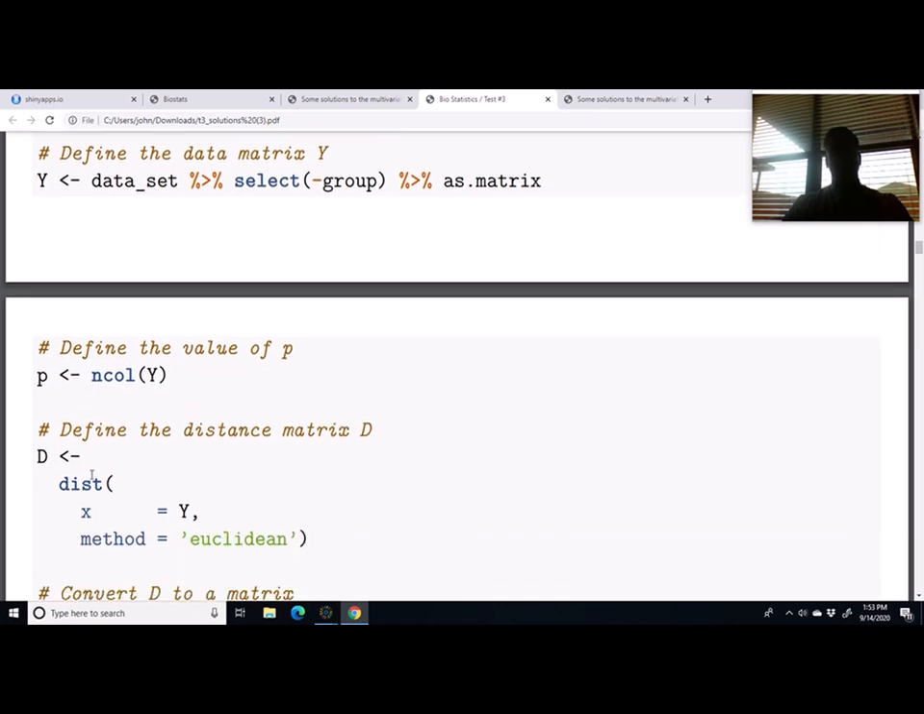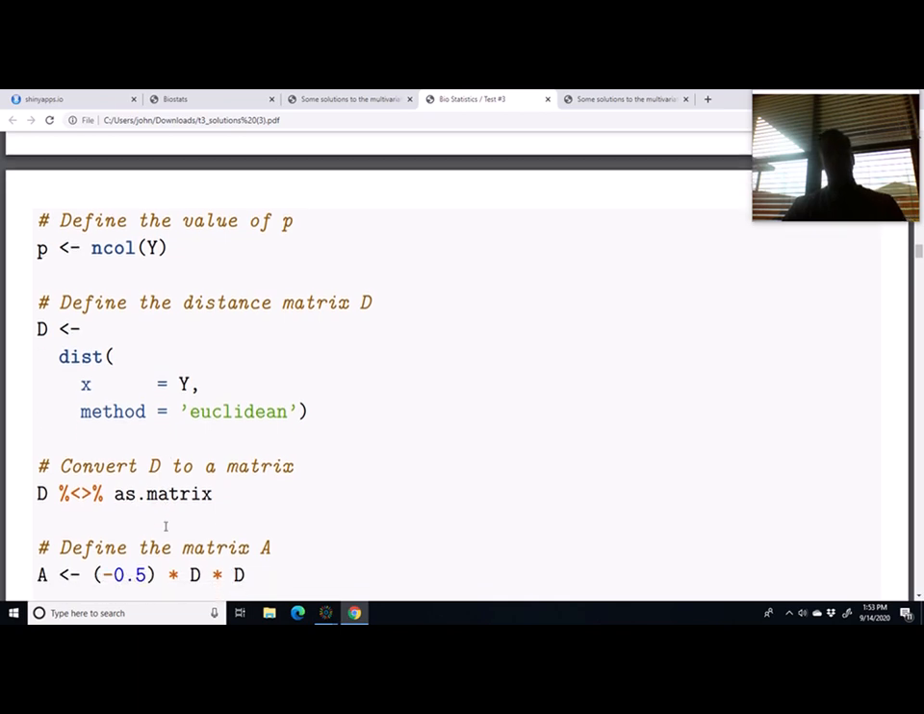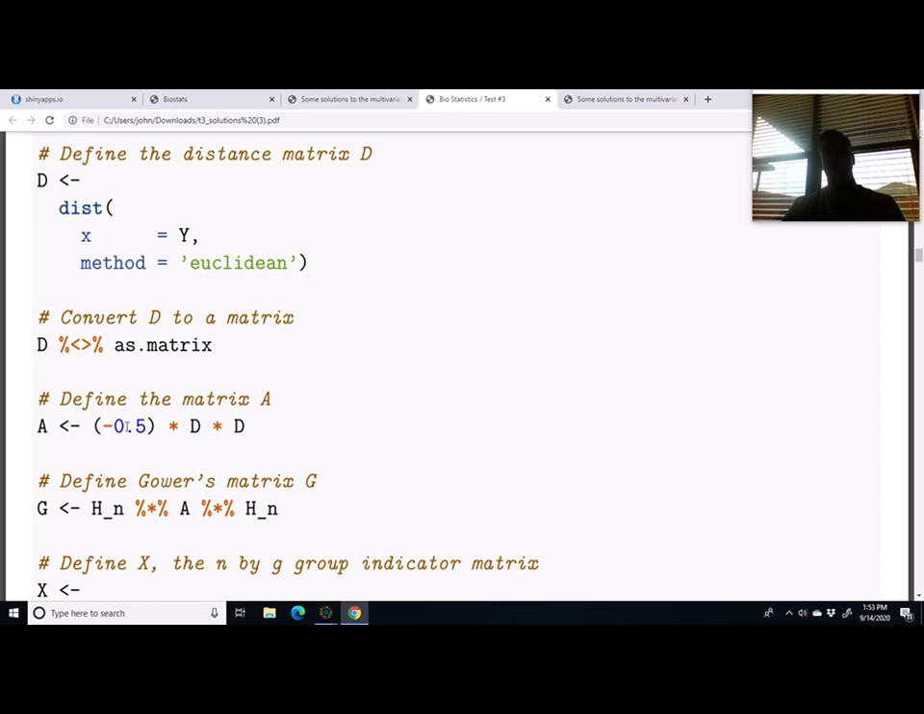And then we can get D to be the distance using the Euclidean distance measure. The distance function will create a distance matrix. Here it will use the rows and get the distance between rows, so it will return an n by n matrix. Now, when you use the dist function, it returns a dist object. If you want to turn it back into a matrix, you can do that right here with the double pipe operator. And then the matrix A is minus 1/2 of D times D.